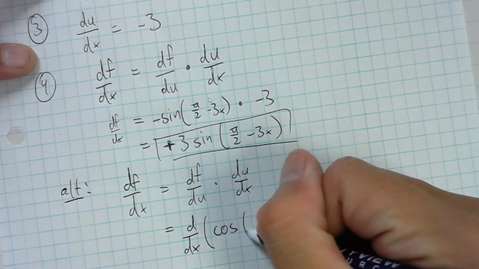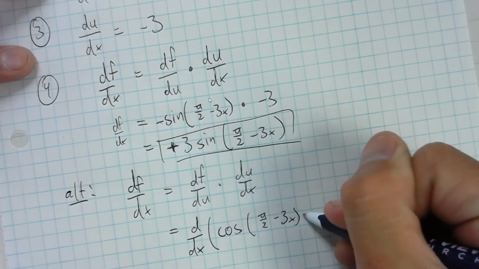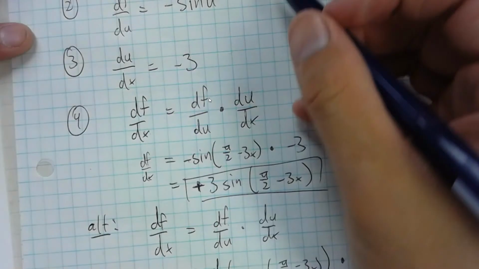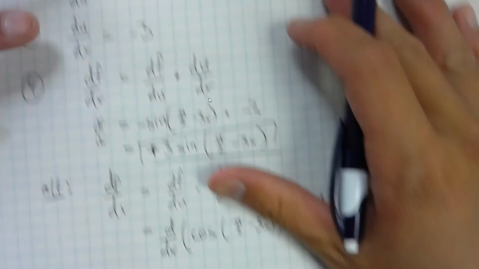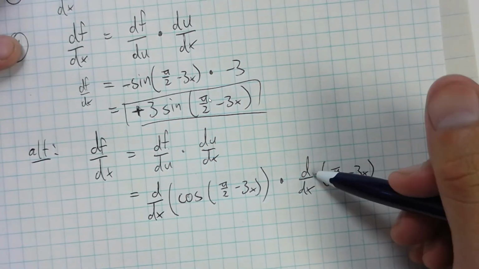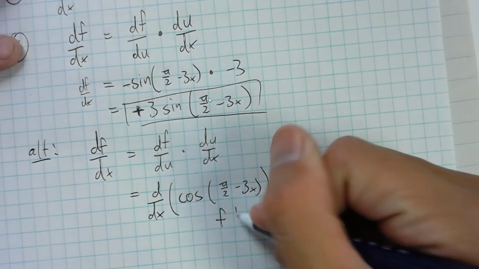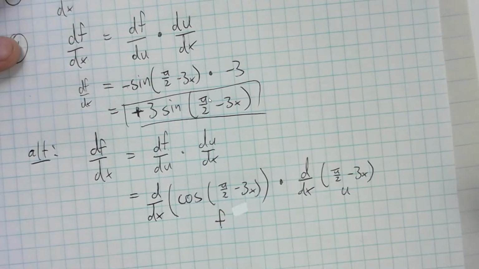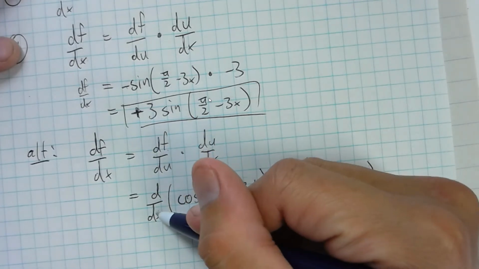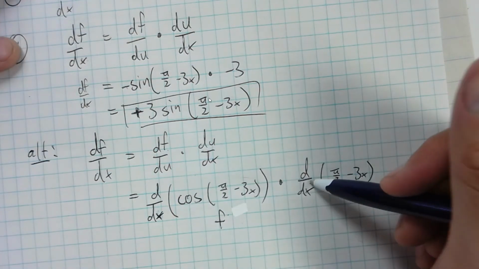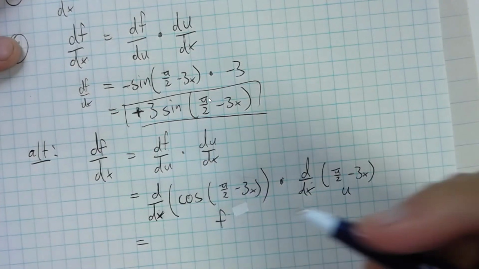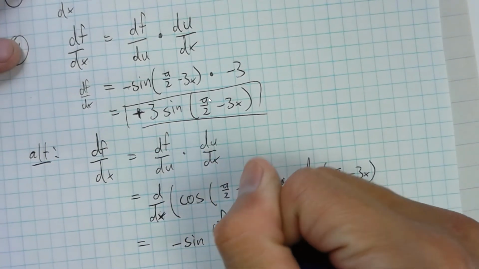So it's cosine of pi over 2 minus 3x times the derivative with respect to x again of u. So it's pi over 2 minus 3x. So this is u, and then this is f. So the derivative of this guy, that's the derivative of f, that's df du, but it has to be in terms of x this time, times the derivative of u with respect to x, which is pi over 2 minus 3x. I think this one's a little bit more confusing, so I don't really like doing it this alternative way as much.